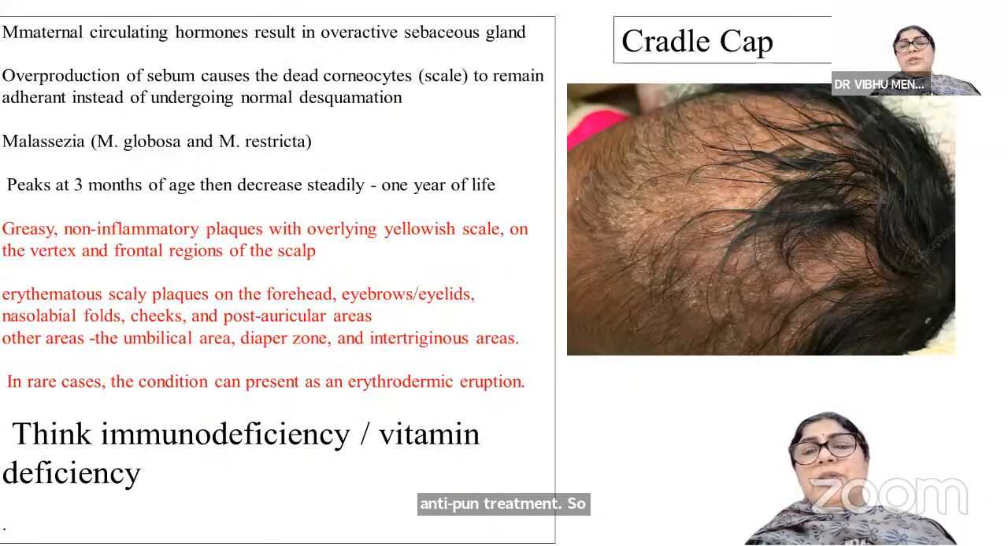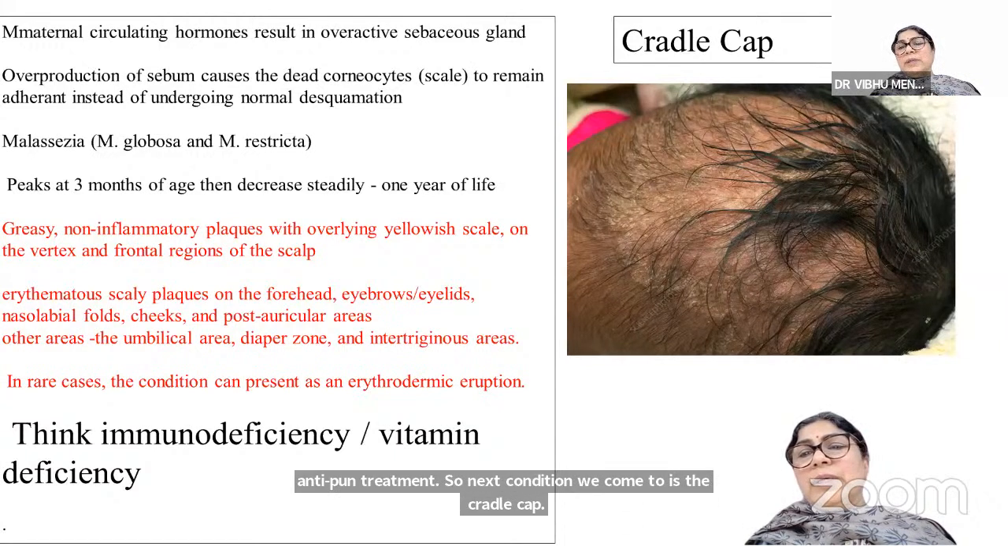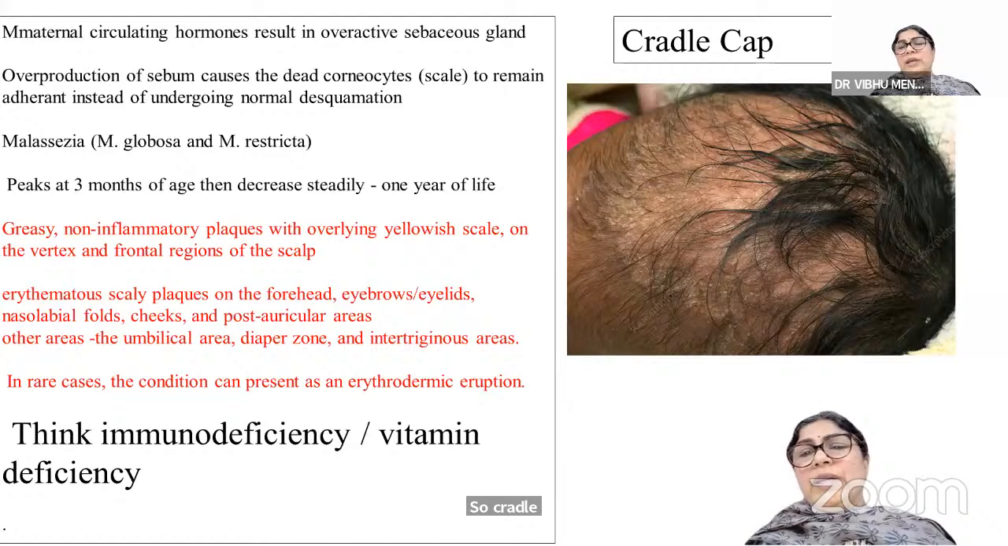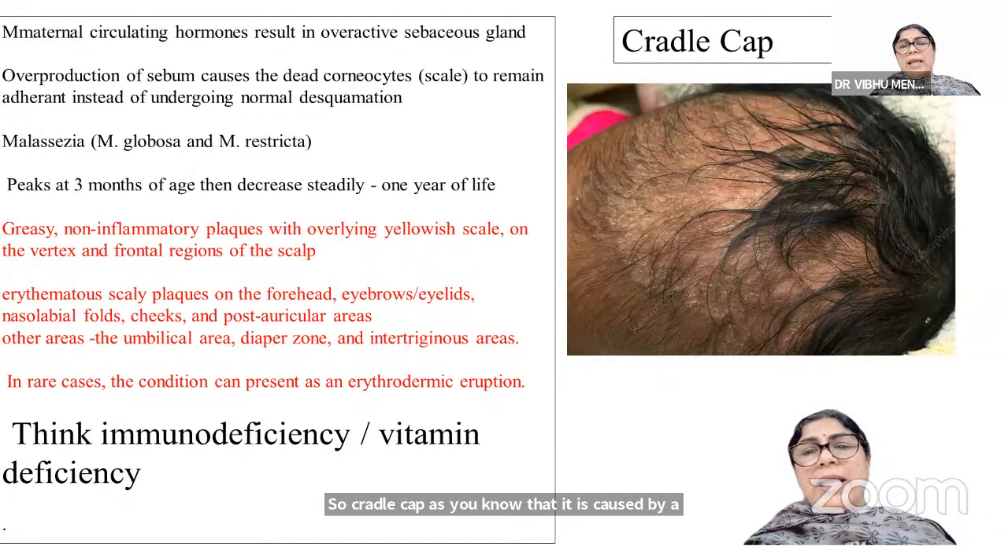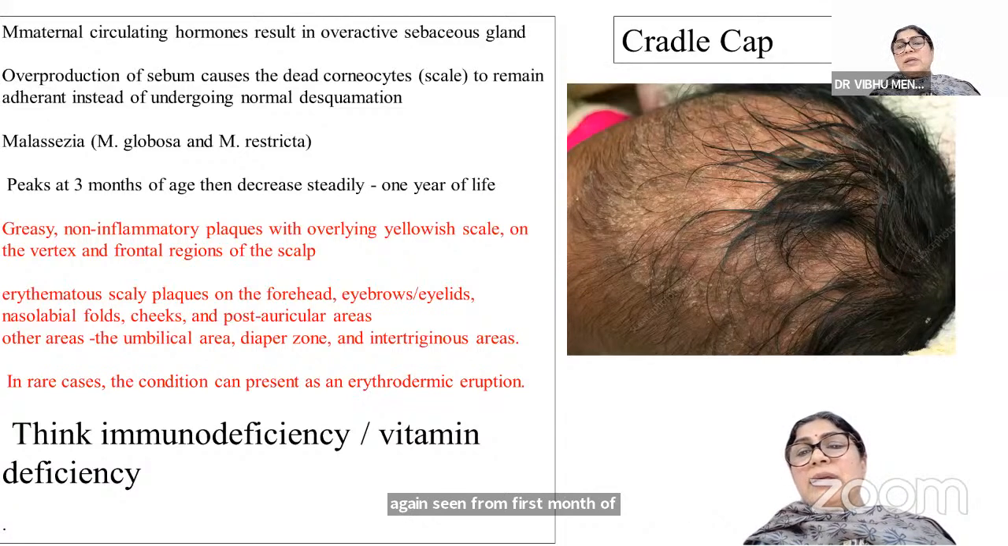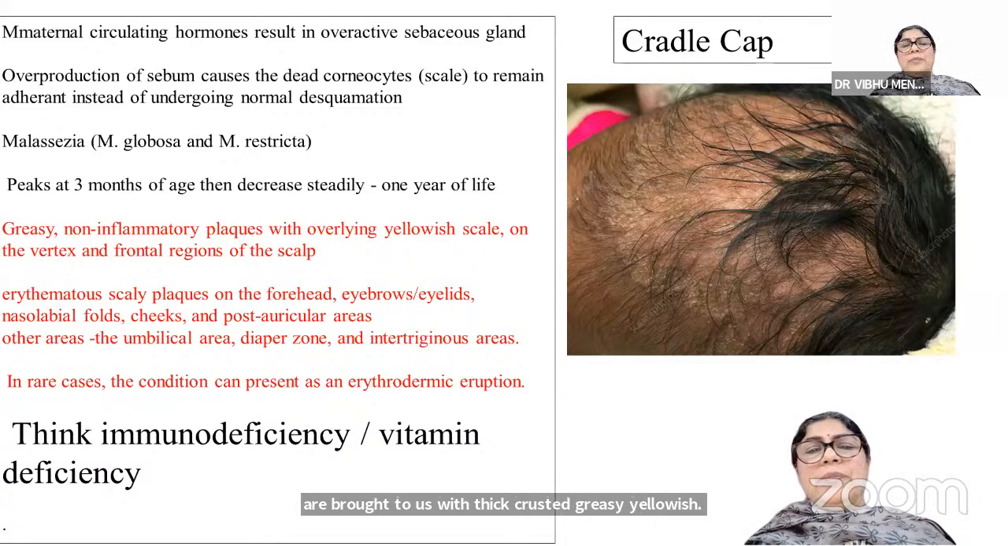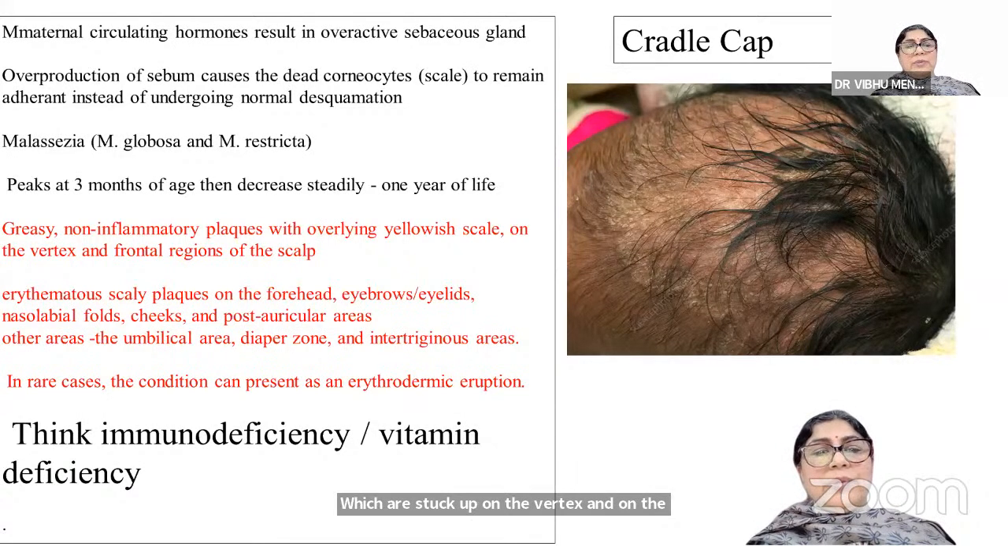So the next condition we come to is the cradle cap. Cradle cap, as you know, is caused by a buildup of dead corneocytes on the scalp, and usually it is seen from the first month of life onwards. It peaks around 3 months of age, and the babies are brought to us with thick, crusted, greasy, yellowish scales, which are stuck on the vertex and on the frontal region of the scalp. So this is again a very common scenario.